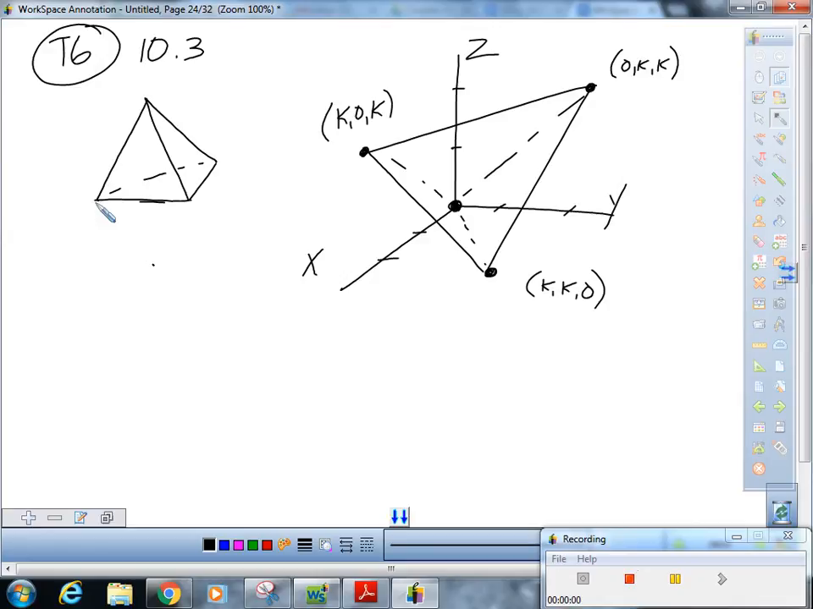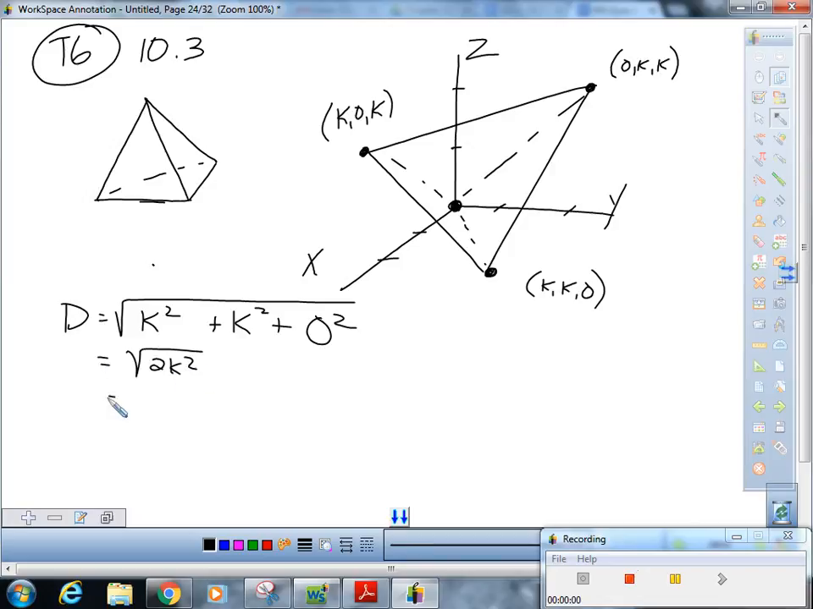That's part A. Part B, find the length of each edge. The length of each edge. Well, it's the square root of k squared plus k squared plus 0 squared, no matter which one you choose, okay? So it's the square root of 2k squared, or it's k radical 2. So that's part B. Part C, find the angle.